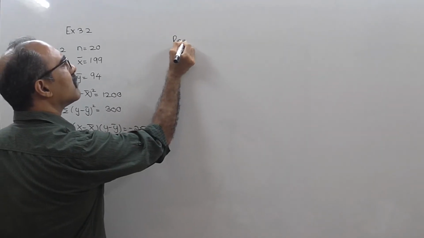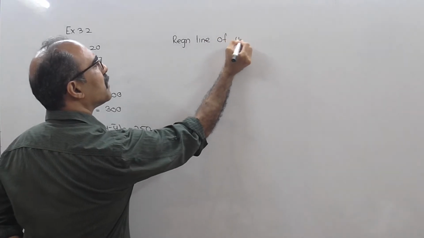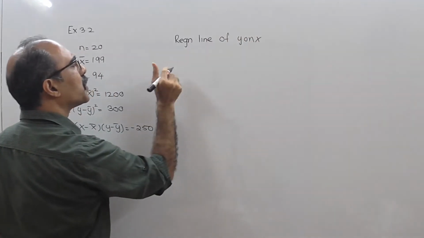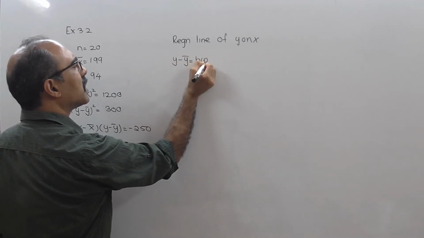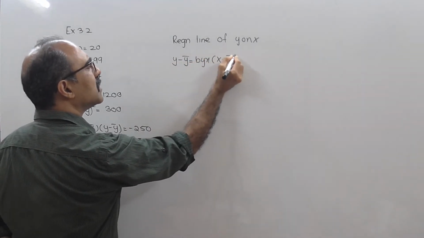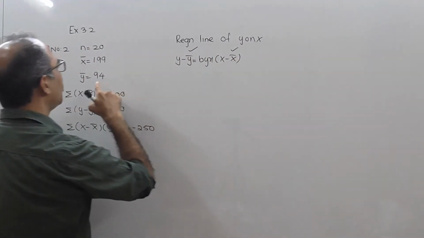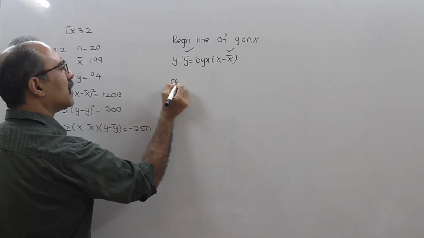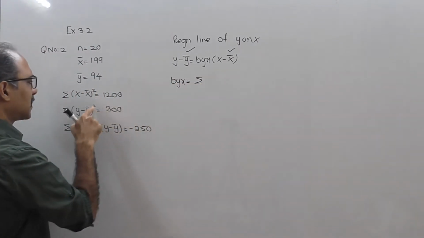Let's start with the regression line of y on x. Regression line of y on x is defined as y minus y bar equals byx times (x minus x bar). We know y bar and x bar, so we have to find the value of byx.